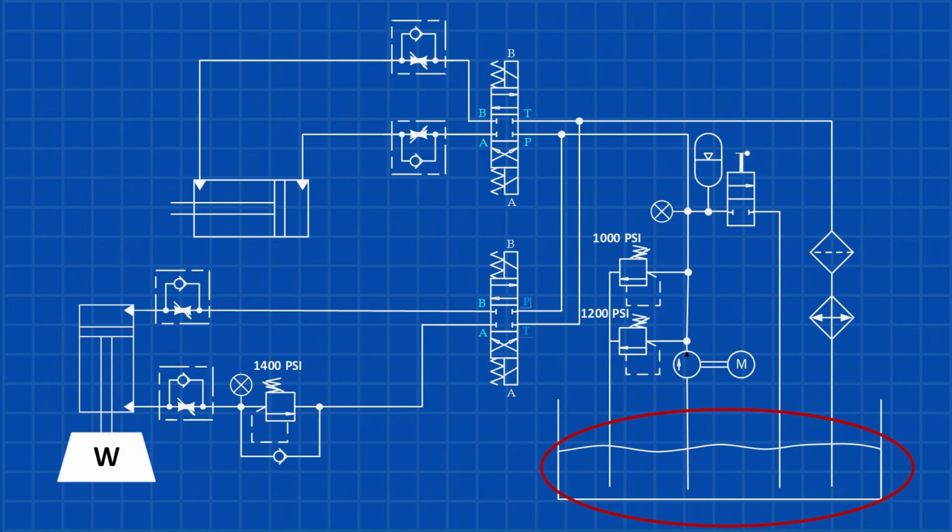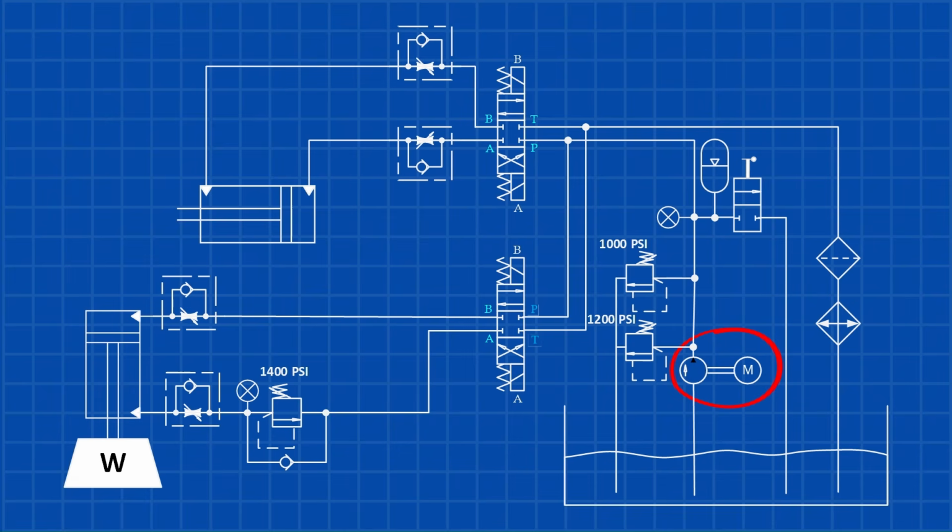Next, find the hydraulic pump. The pump draws oil from the tank and pushes it into the system. Here's something important that many beginners misunderstand. The pump creates flow. It does not create pressure. Pressure only develops when the oil meets resistance. That's one of the most important concepts in hydraulics.